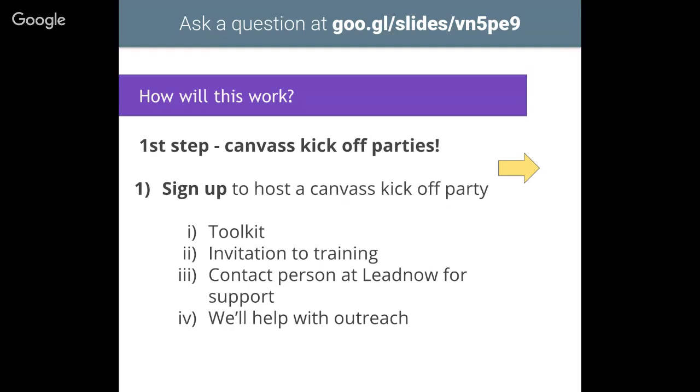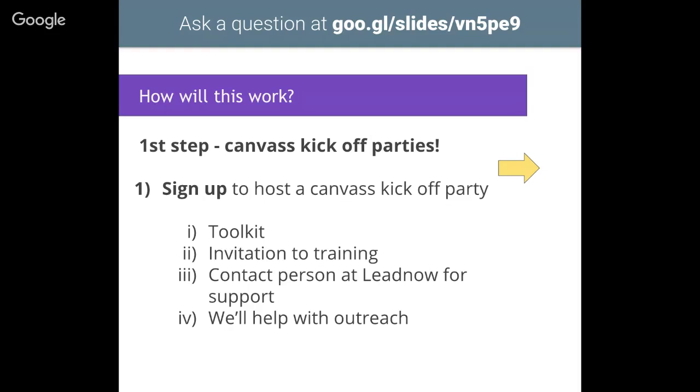So if you're still kind of thinking about it, you can actually start entering that information right now. And if you're someone who's thinking, I'd really like to go to a Canvas, but I'm not actually sure I can host one, we're going to tell you about how you can sign up to attend a Canvas in a second. We're just starting right now with folks that we're asking to host.